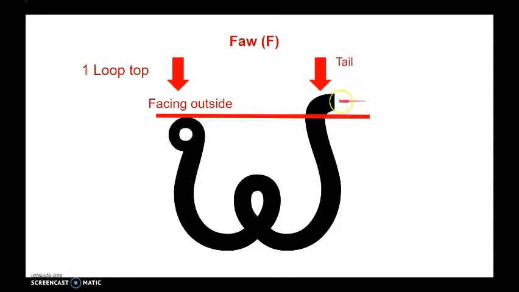So the 2 paws are even, and the 2 faws are not even. The 2 faws for the letter F have tails and 1 loop. This last fa has a loop that points or faces the outside of the letter.